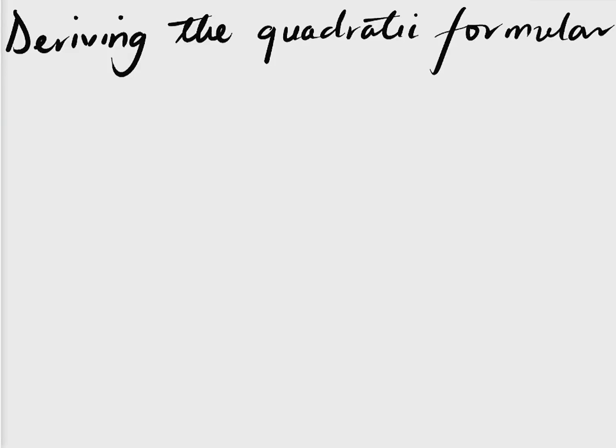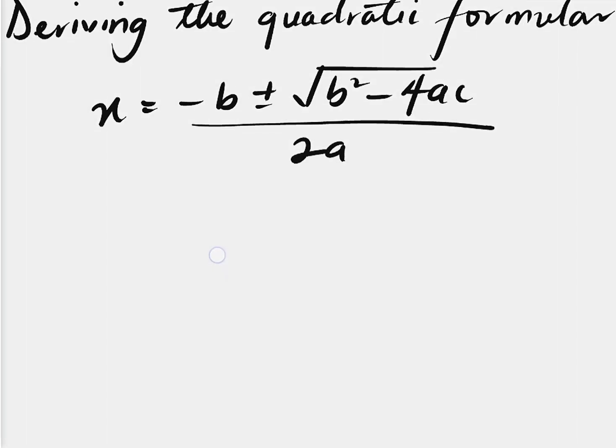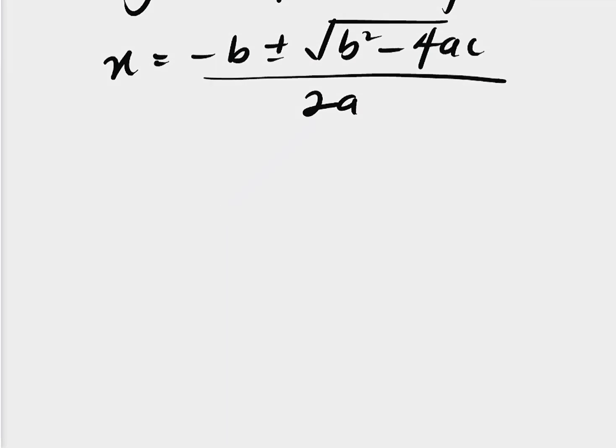We will be deriving the quadratic formula that we all know as x equals minus b plus or minus square root of b squared minus 4ac, over 2a. We're going to be deriving this, and we're going to be using the general form of all quadratic equations to do this.